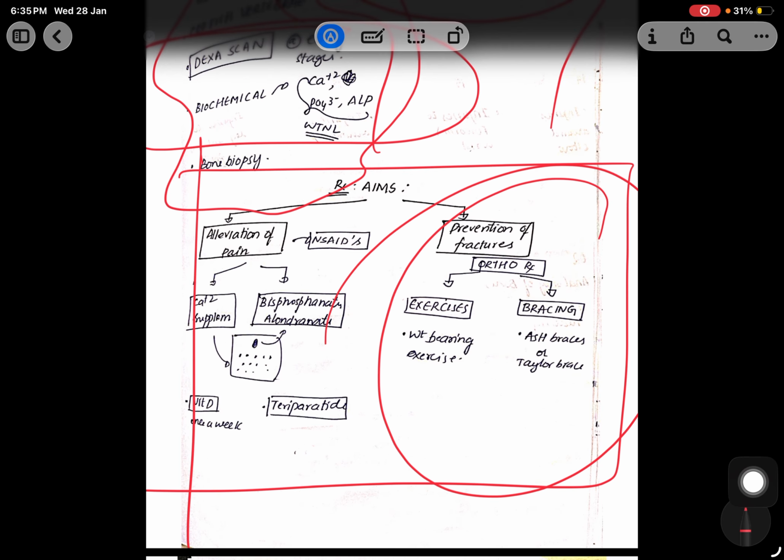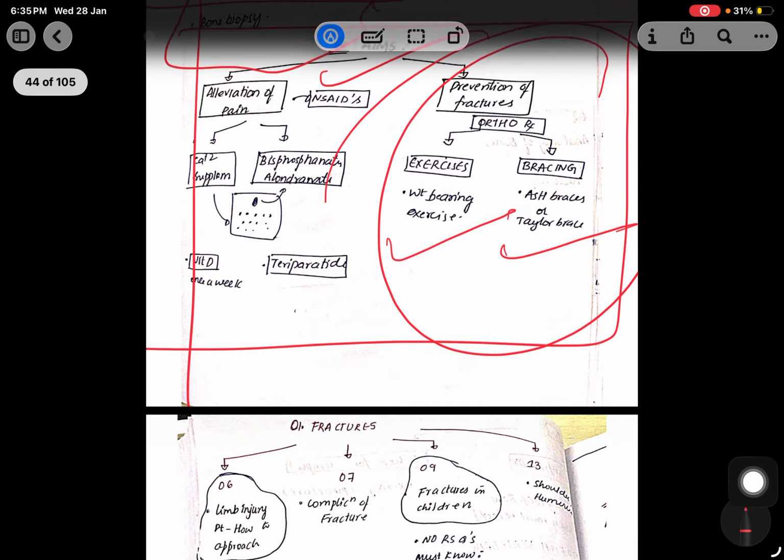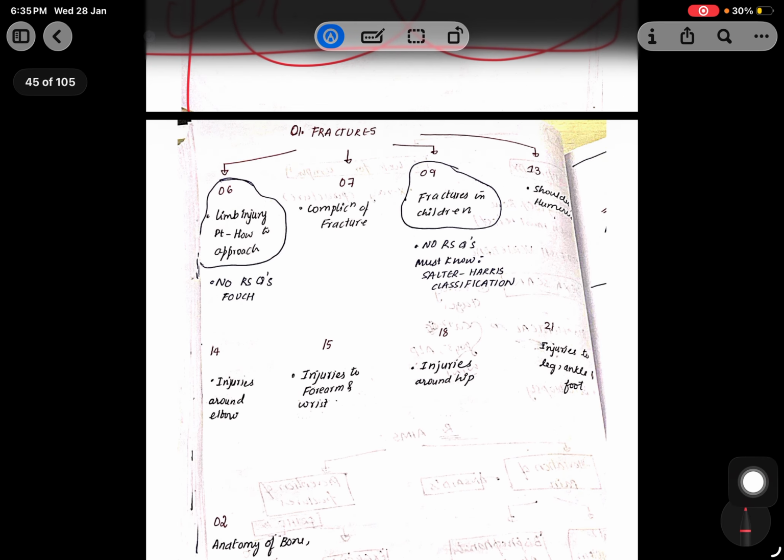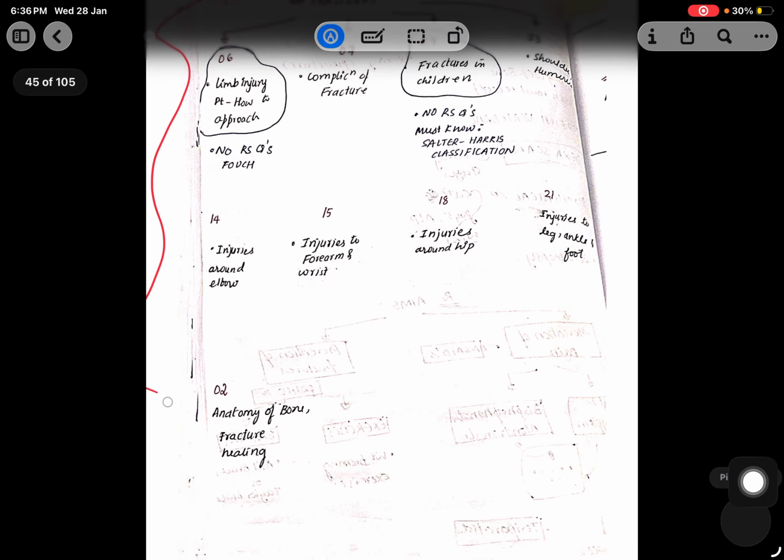You have to prevent fractures, so you have to do both bracing and exercise, that is weight bearing exercise. Again, to alleviate the pain, you have to give NSAIDs, and to build the bone, you have to give calcium as well as bisphosphonate as the major thing, and also vitamin D, or at the end you can go with teriparatide. Okay, the last part of the 10 marker which I need to explain is the fracture part of it.